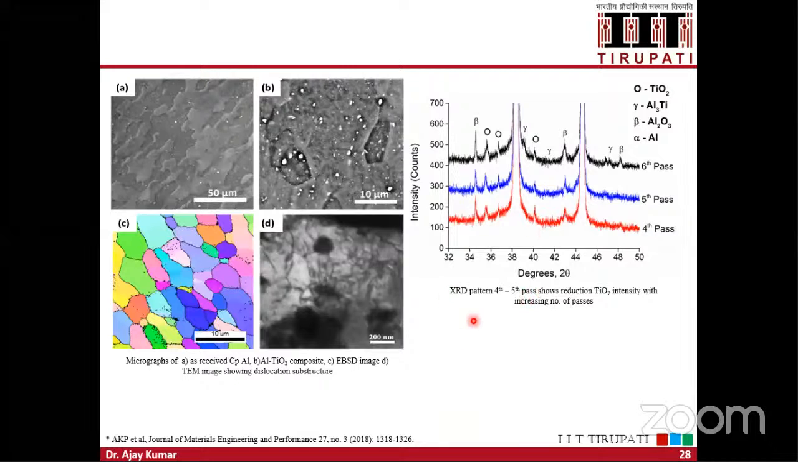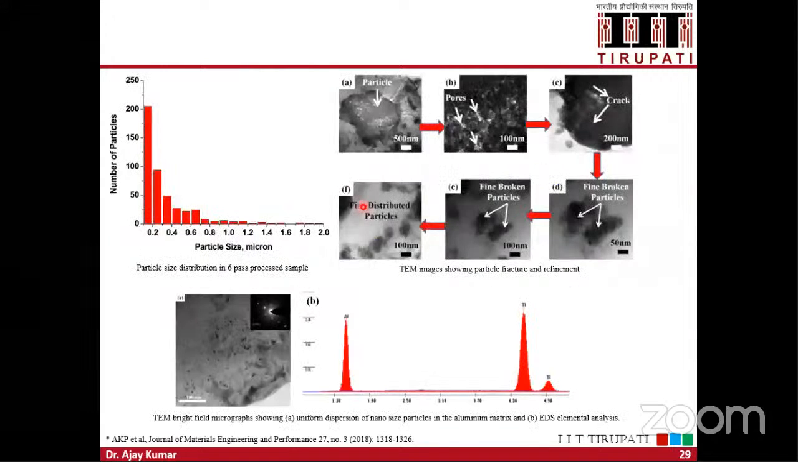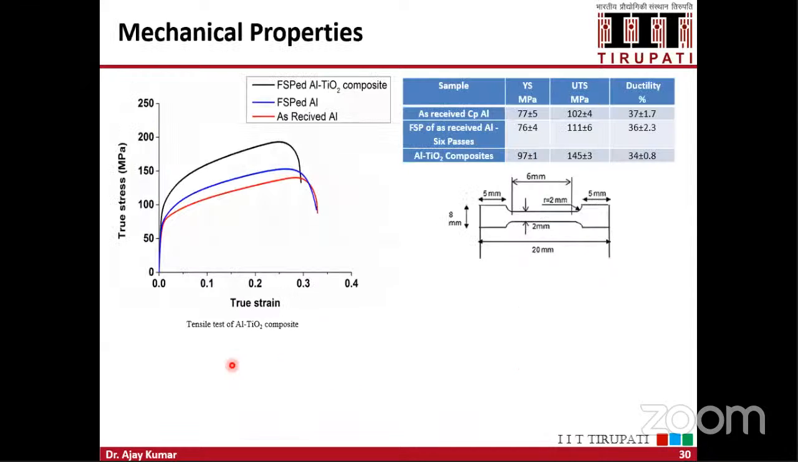You can see this TiO2 composite material, ceramic particles are distributed in the aluminum matrix, and again this is the mechanism of how these particles get fractured after each pass. You can see this particle will have pores, and these pores have less fracture toughness. So when you do the multi-pass process, these particles will keep on fracturing until they reach the nano size range, okay. So this will be distributed in the aluminum matrix. So here also we have achieved high strength as well as high ductility of the composite sample, okay.